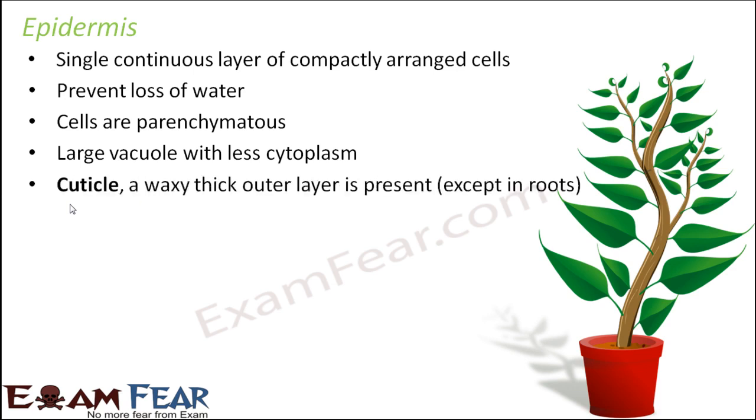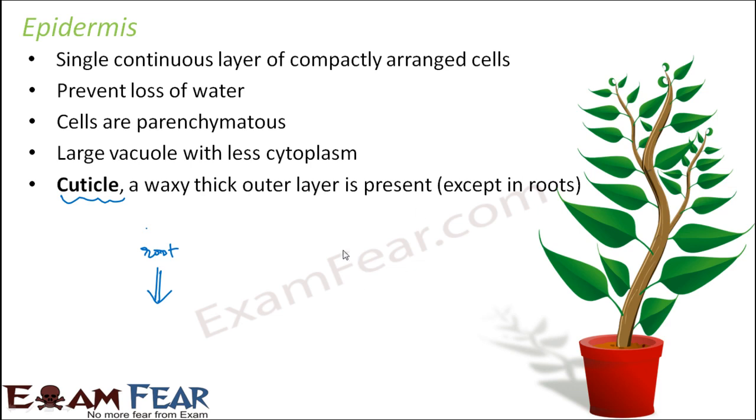Now, when we talk about epidermis, as I said, it forms the outer layer for root, stem, leaf, everything. When I talk about root, in root there is no cuticle. Now what is cuticle? Before that, let me tell you: cuticle is a waxy, thick outer layer which is present on epidermis. That means epidermis is one layer of parenchyma cells which are very compactly arranged. Now, this is how it looks.